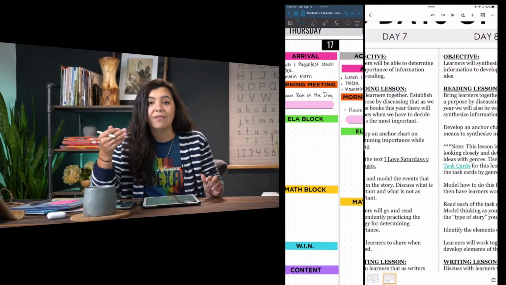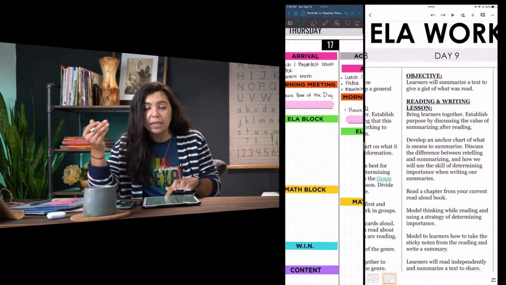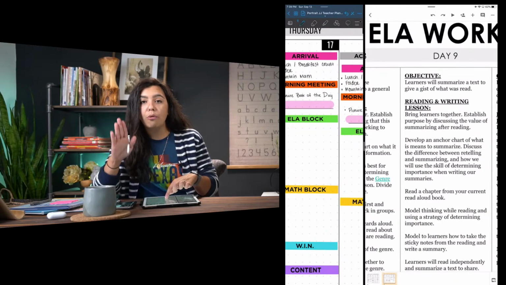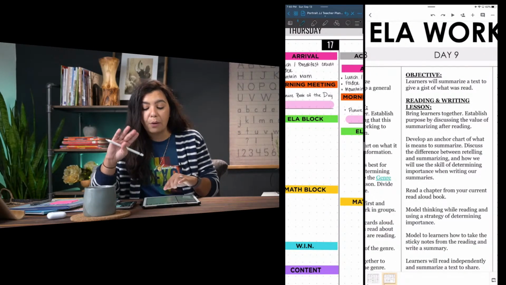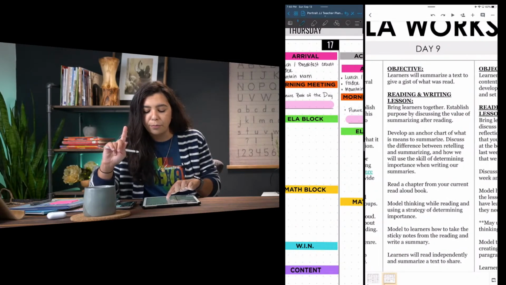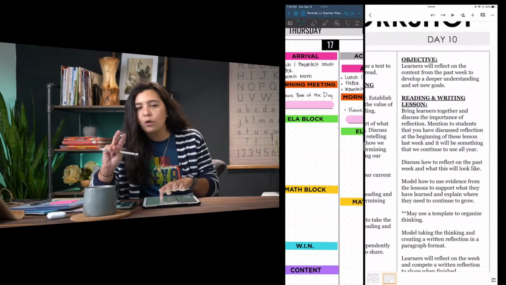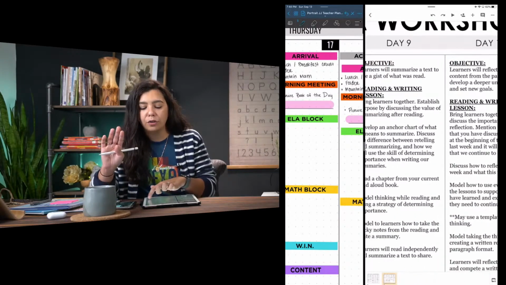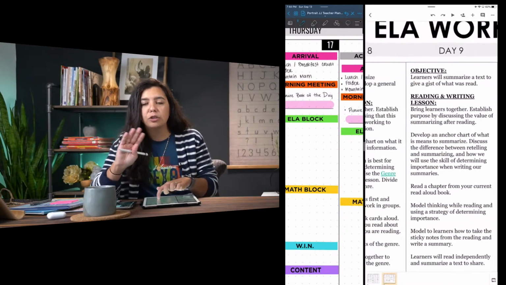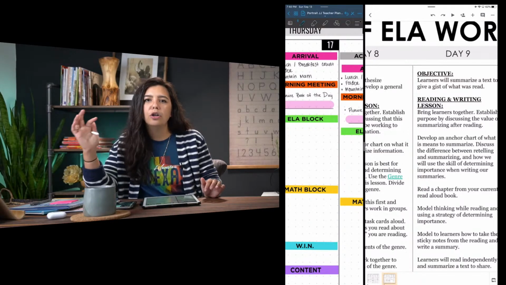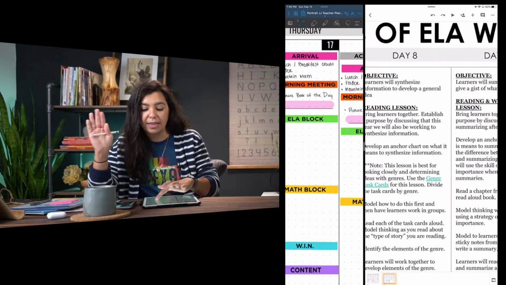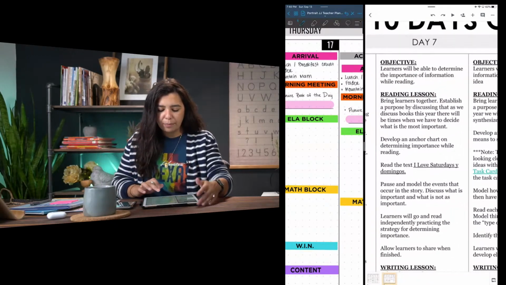Okay, so here's the thing. I'm just going to do days 7 and 8. I'm going to drop the summarize because I know what my kids can do with summarizing. I can just go back into their past portfolios and look at what they've done last year just to refresh my memory. And then reflecting, we've already been doing a lot of reflecting for the week. I will most likely just pull that into a closing time during either WIN or during content and have them reflect during that time. So that's what I'm going to end up doing.